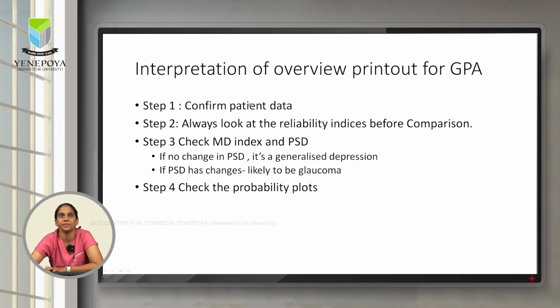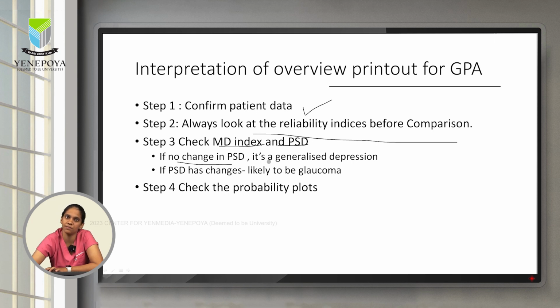So how do you interpret the printout for GPA? What is important, what is not? First is patient data, as usual. You don't want an identity crisis, right? So step 2, you always look at reliability indices before comparison. We'll get to why that is important. Third is check MD index and PSD. This is what we already talked about, right?